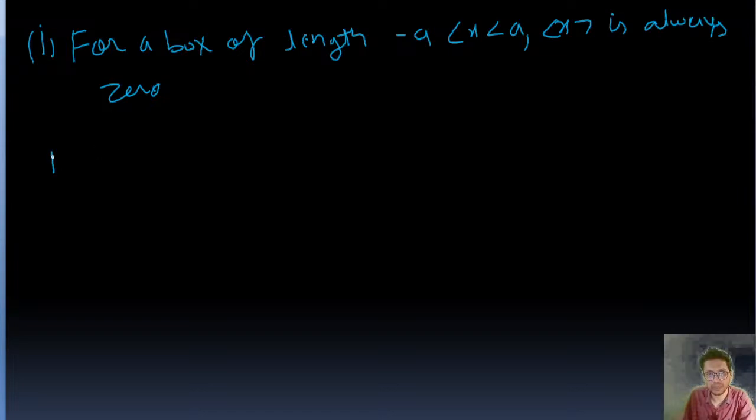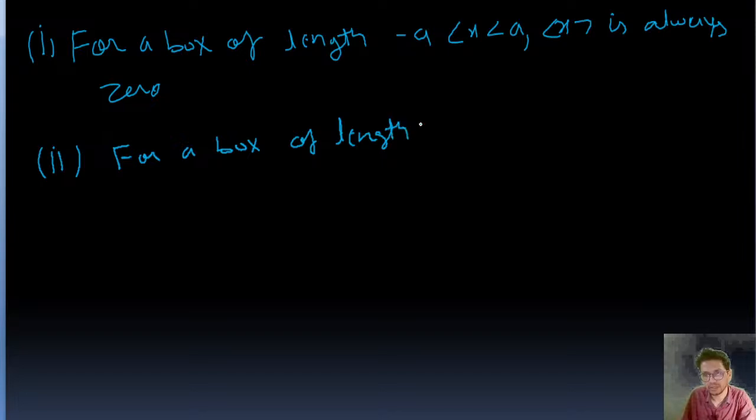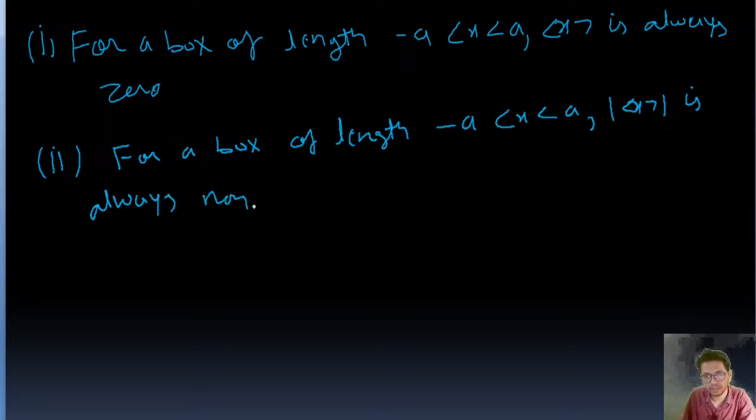Second property: for a box of length minus a to a, the mod of the expectation value of x is always non-zero. These are the properties I'm writing.